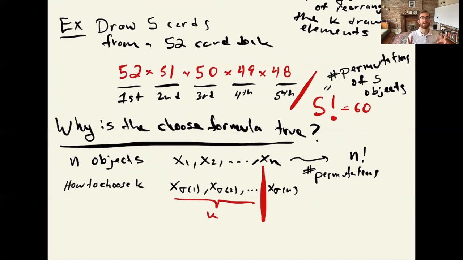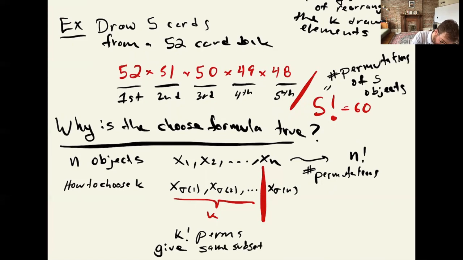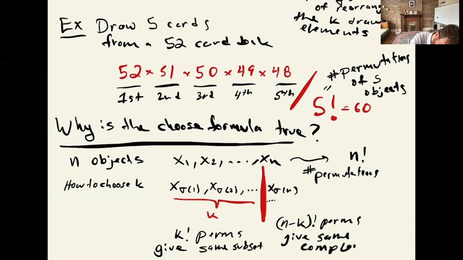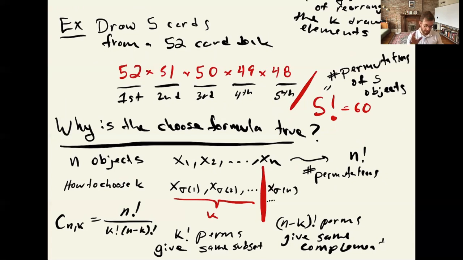But now I need to consider how many different permutations would give me the same subset. Well, obviously, I have k factorial perms that give the same subset of the first k objects, but also I can permute anything that was left. I have n minus k factorial perms that give the same complement. Then I can see why the choose formula, which is sometimes called C n k, first counts the total number of permutations, but then I divide out by the number of permutations that give me the same subset via this algorithm for choosing a size k subset.